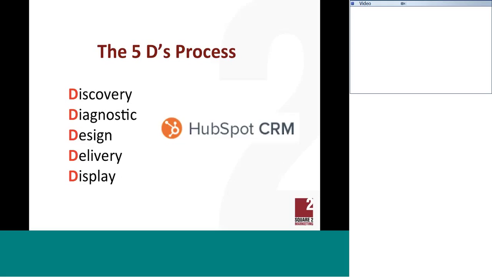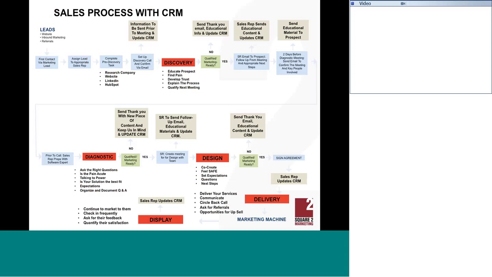So let's look now at what you first heard about, the 5 Ds, the process. I created a sales process, and I've got a CRM. How does it work together? Let's go back to the slide that I showed you in the beginning. What do you see here that you just learned about? Let's look at the red boxes first. The 5 Ds are our sales process: discovery, diagnostic, design, delivery, display. That's in there. What else is here? See these little blue boxes in between? These are the steps leading up to each step of the process. So what's happening before each stage and after?